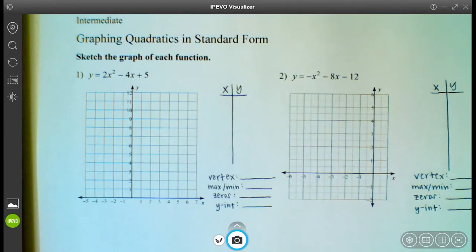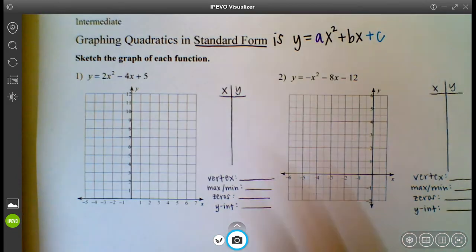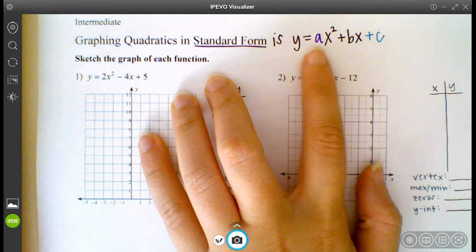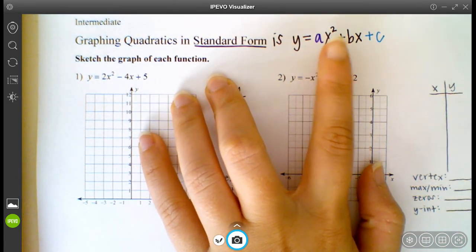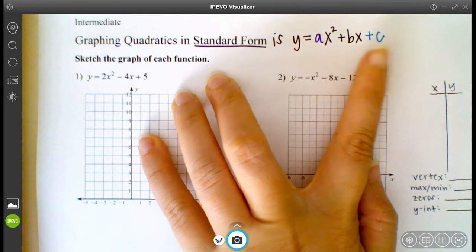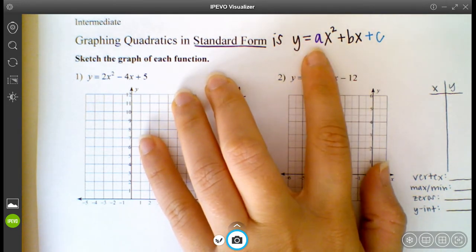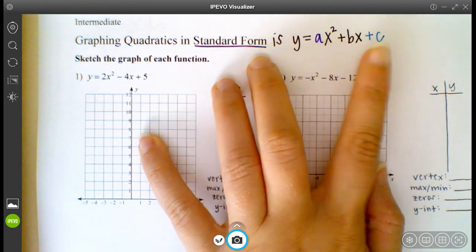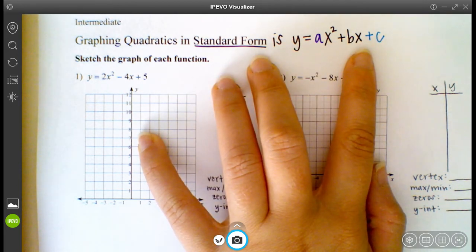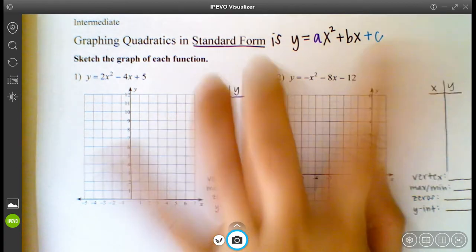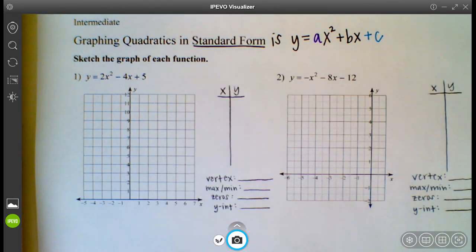Okay, guys, we are ready to graph quadratics in our last type of form, which we call standard form. And this looks like y equals little a x squared plus bx plus c. And we highlighted little a because that determines if I face up or down. And little c is going to represent what we call the y-intercept. So we're going to look at that here in just a few seconds.